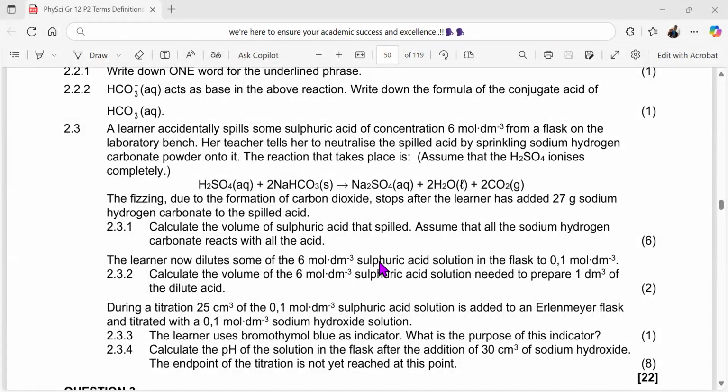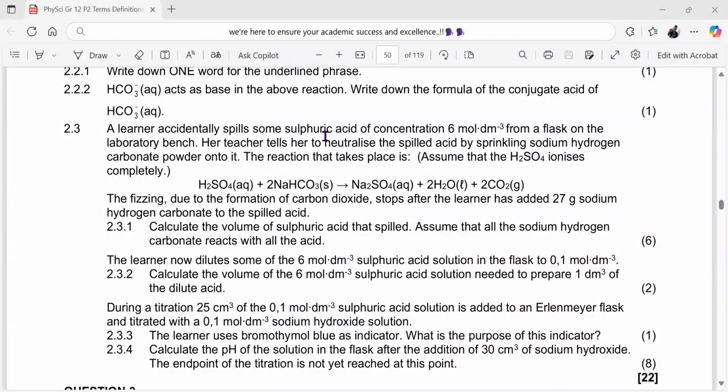The reaction that takes place is given below. Assume that the sulfuric acid ionizes completely. The fizzing due to the formation of carbon dioxide stops after the learner has added 27 grams of sodium hydrogen carbonate to the spilled acid. Calculate the volume of sulfuric acid that spilled. Assume that all the sodium hydrogen carbonate reacts with all the acid.